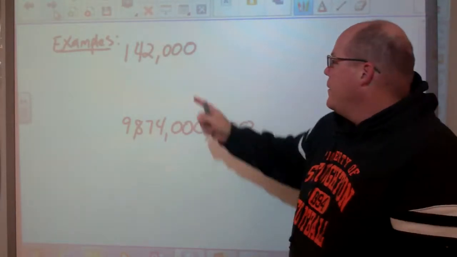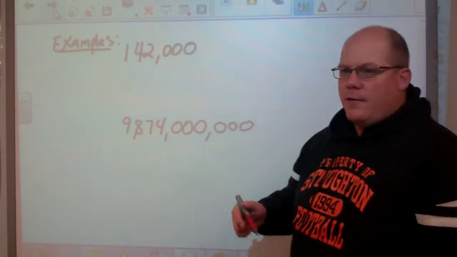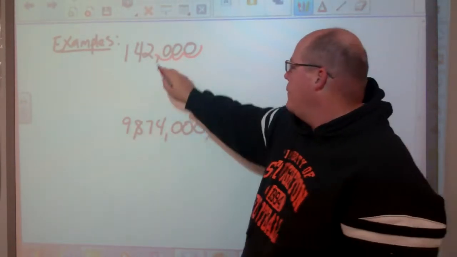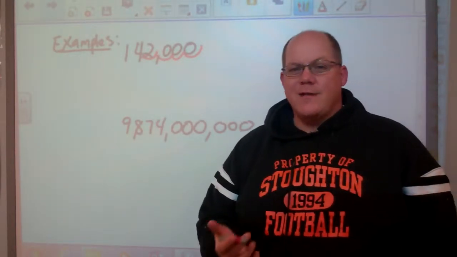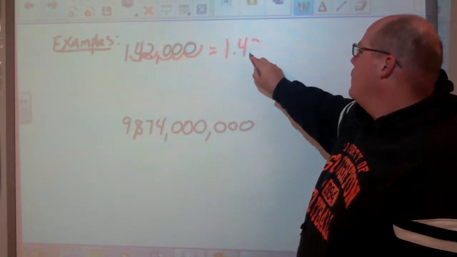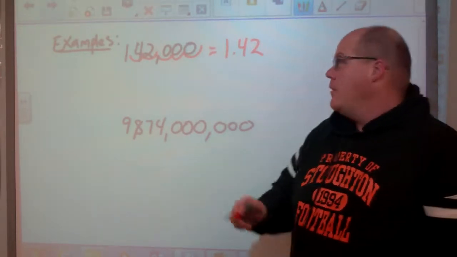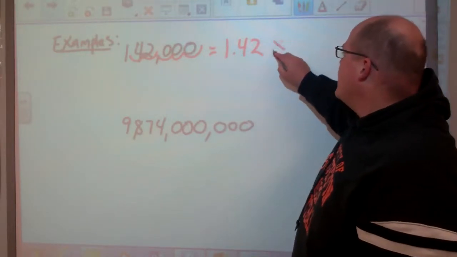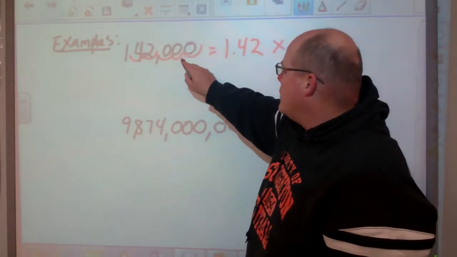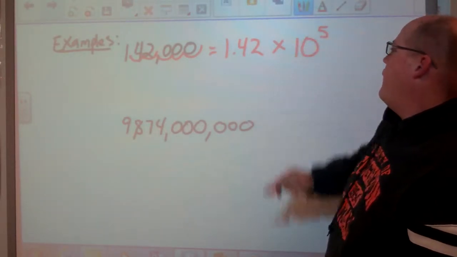Let's practice a couple more. So I have 142,000. Remember, the first step is to move the decimal until I have a number between 1 and 10. See, 142 is not between 1 and 10. 14.2 is not between 1 and 10. There we go, 1.42. That is between 1 and 10, correct? Alright, so I know I have the right number. Now I'm going to multiply it by a power of 10. So times 10, and I need to count how many places I moved the decimal. I moved it 1, 2, 3, 4, 5. So this would be 1.42 times 10 to the 5th power.